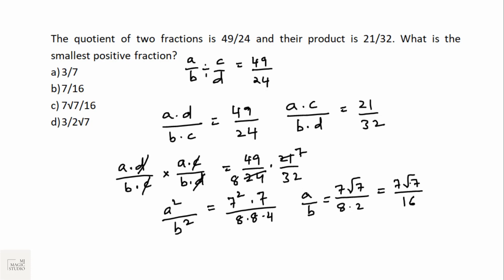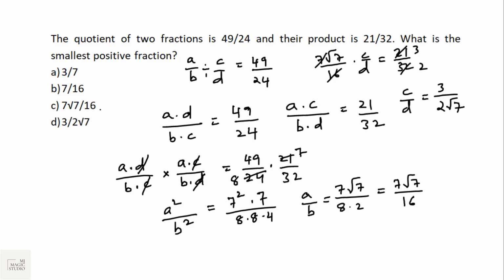So one of the fractions is 7 root 7 by 16, which we can see is in the options. But we also need the value of C by D. Okay, we can use this. A by B is 7 root 7 by 16 into C by D is 21 by 32. 7 goes 2 times, 21 goes 3. That means C by D is 3 by 2 root 7. Which one is the smallest positive fraction?